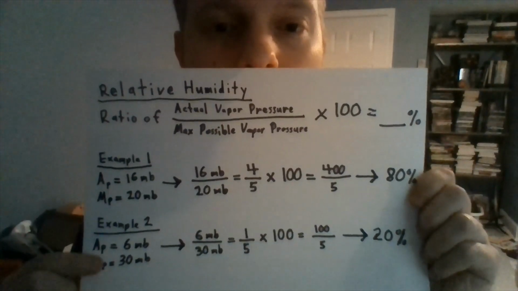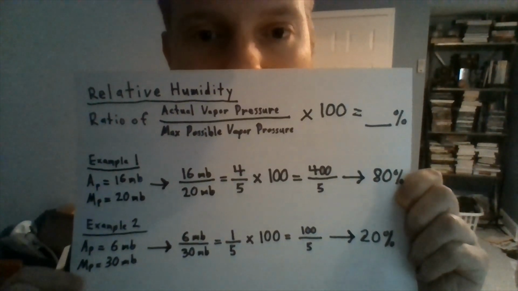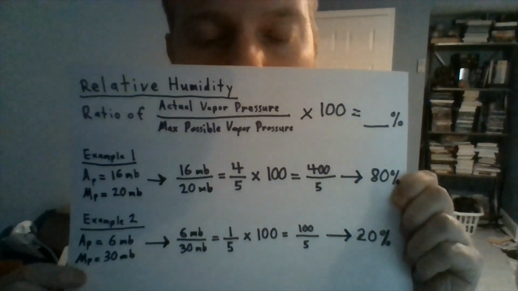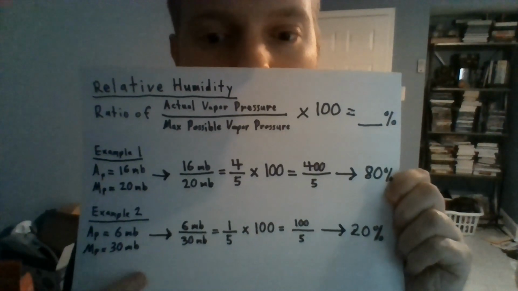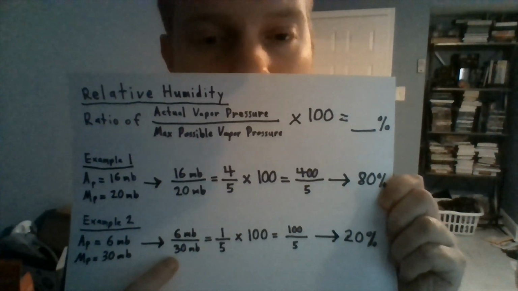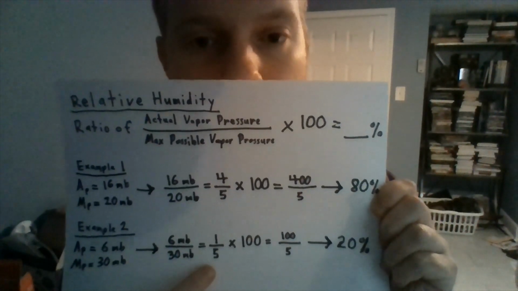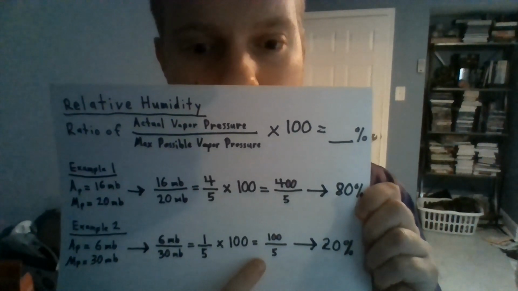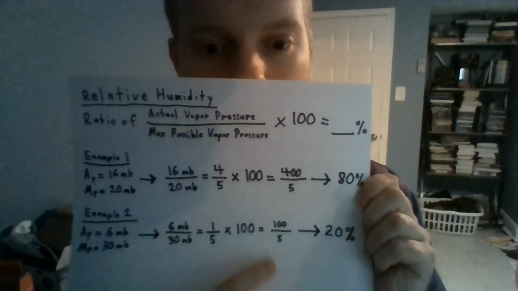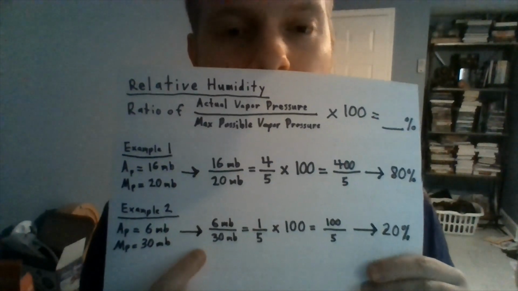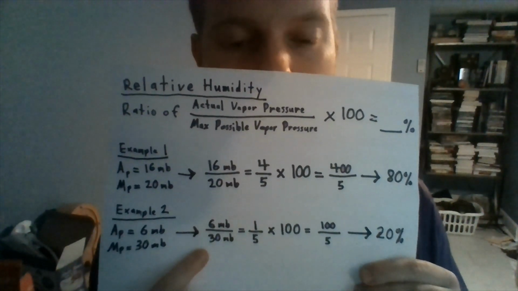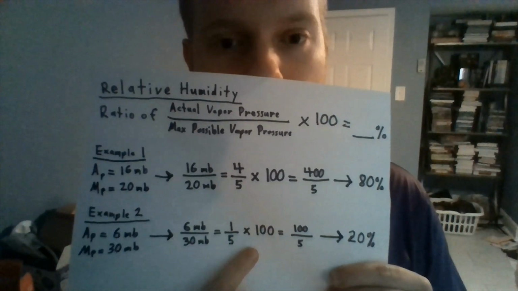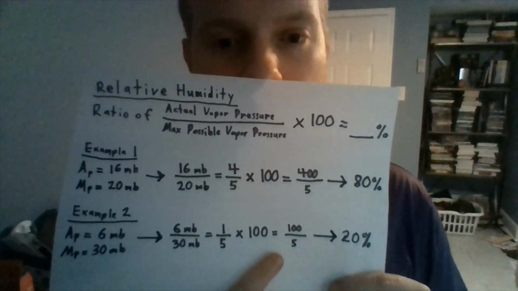Now in example 2, we have an actual vapor pressure of 6 millibars here and a maximum possible vapor pressure of 30 millibars here. So again, we take the 6 millibars, divide it by 30. That gives us a reduced fraction of 1/5, which we multiply by 100 to get another ratio of 100/5, which gives us the final answer of 20% relative humidity.